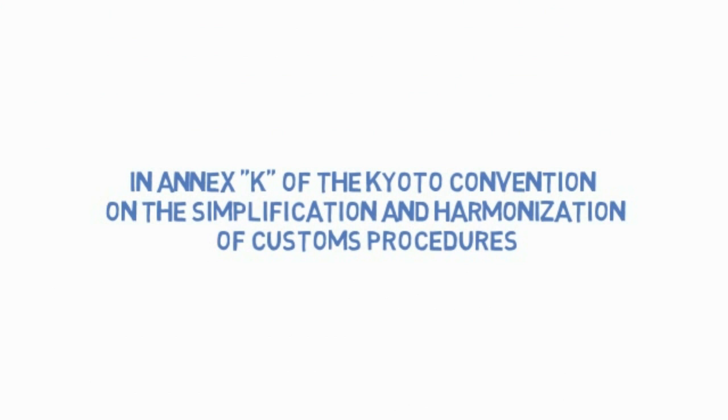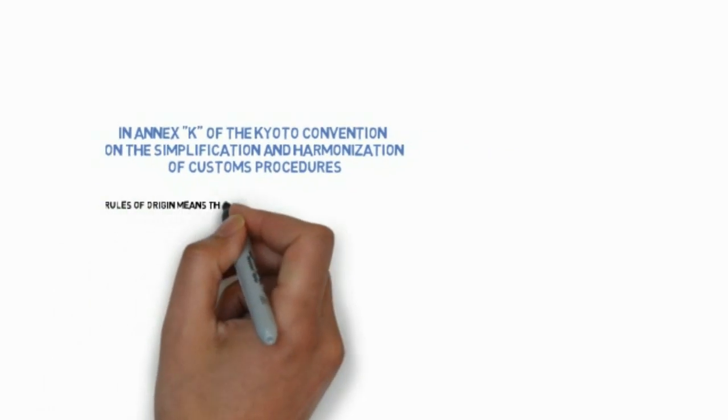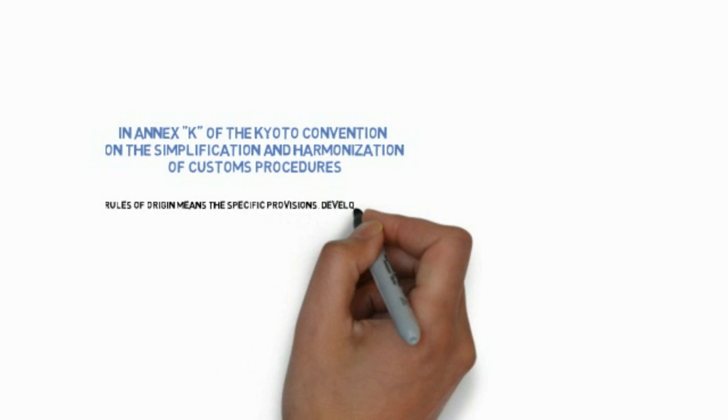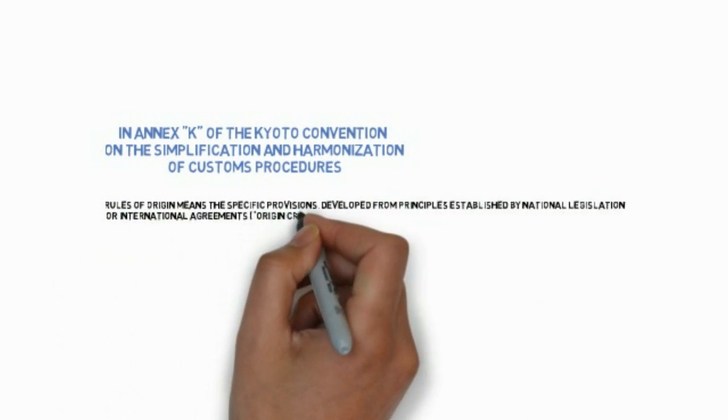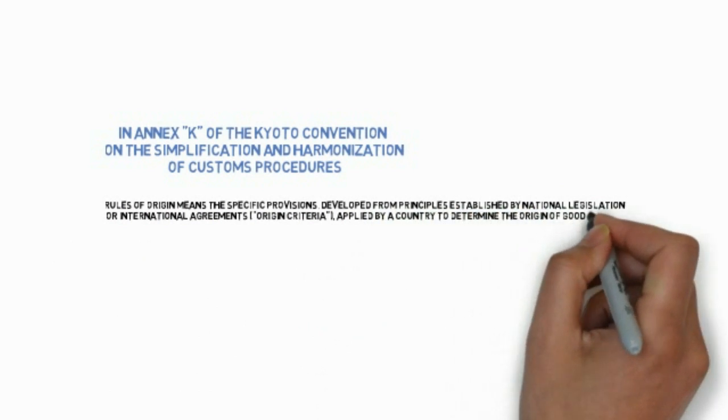In Annex K of the Kyoto Convention on the Simplification and Harmonization of Customs Procedures, rules of origin are defined as the specific provisions, developed from principles established by national legislation or international agreements, origin criteria, applied by a country to determine the origin of goods.